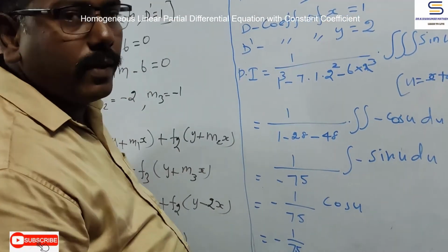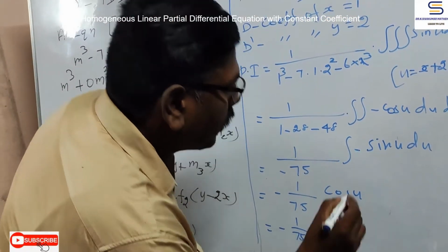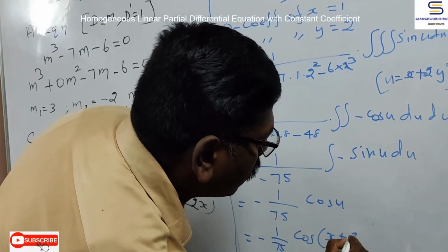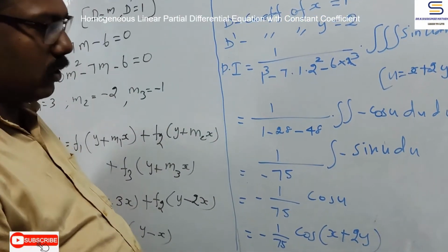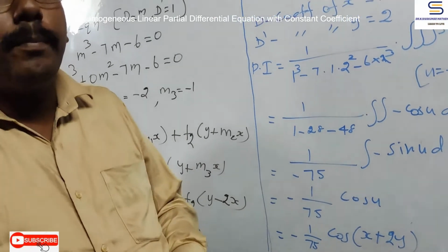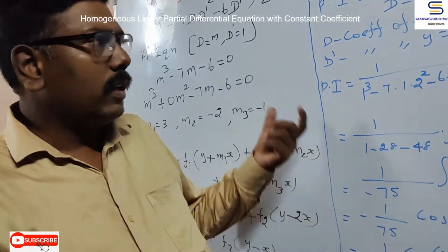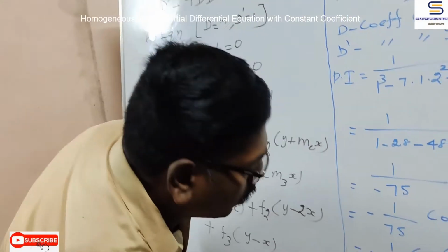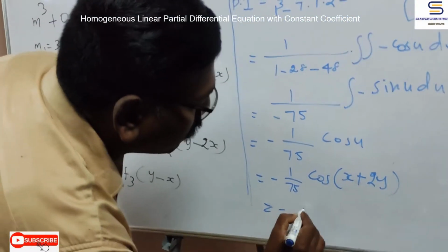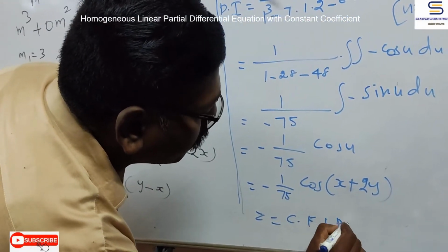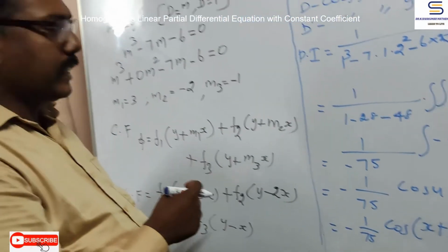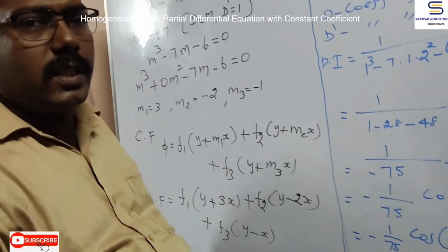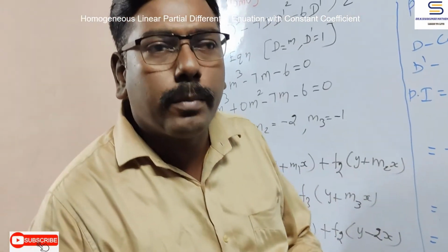minus 1 by 75. Here we have to substitute the u value, cos of x plus 2y. This is the particular integral. Then the general solution is z equal to CF plus particular integral. Just add this CF and particular integral. So this is a very shortcut and time saving method.